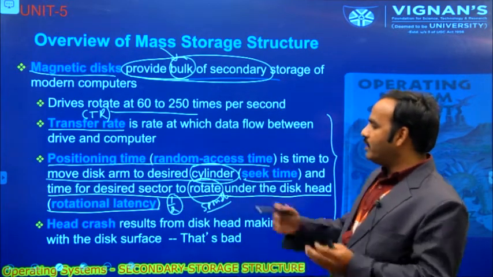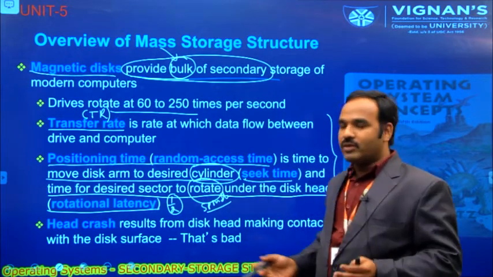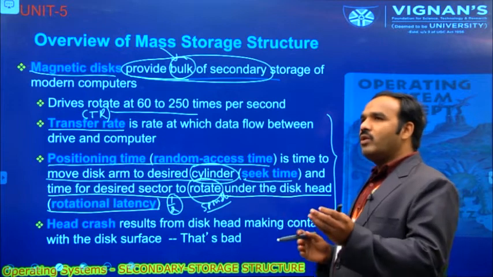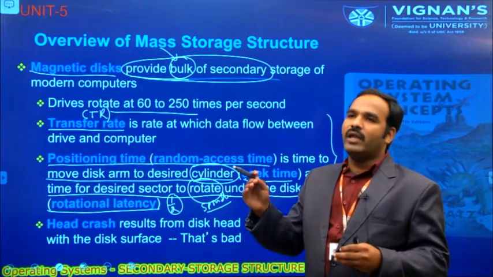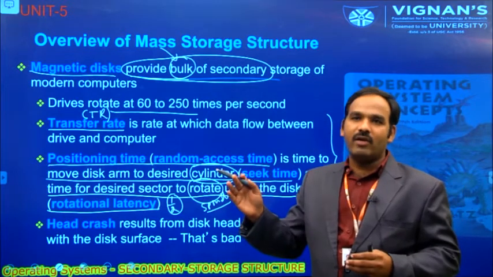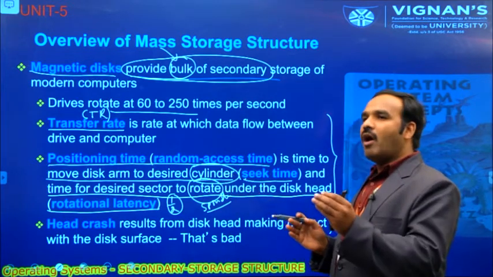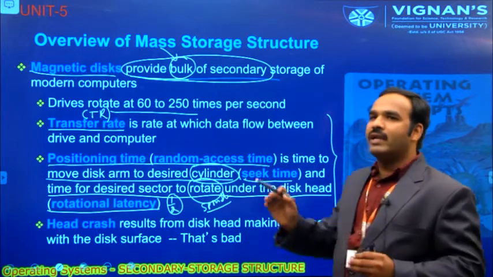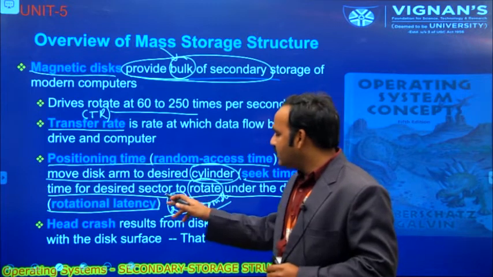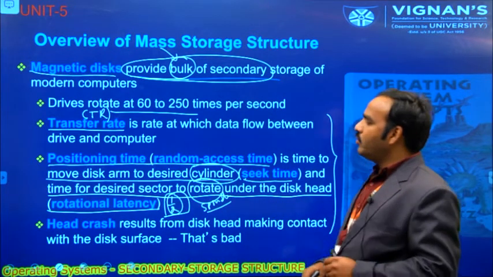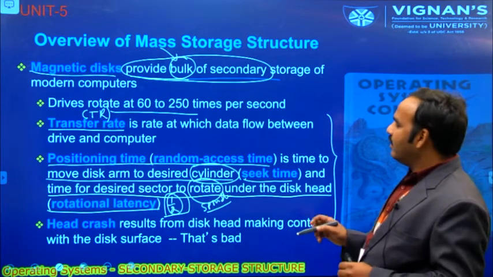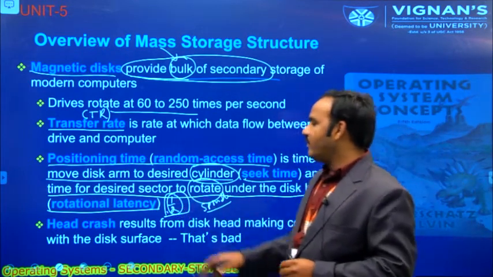What is the average rotational latency? It is half of the time. Why? Because whenever you want to reach a particular sector, you can rotate the platter either anticlockwise or clockwise. Within half a rotation, definitely we can reach the sector. So that is the reason latency is always taken as half of a rotational latency, that is, always half a rotation.